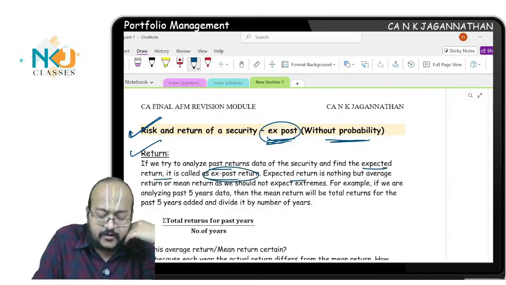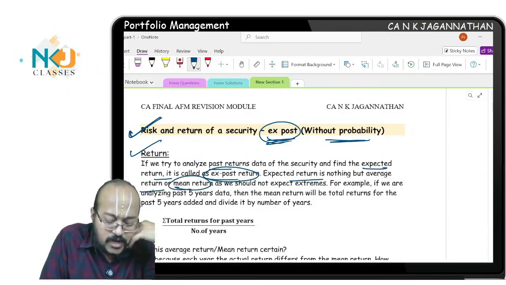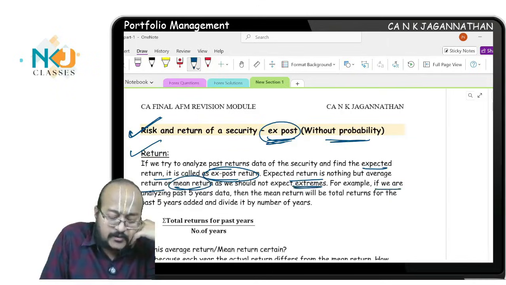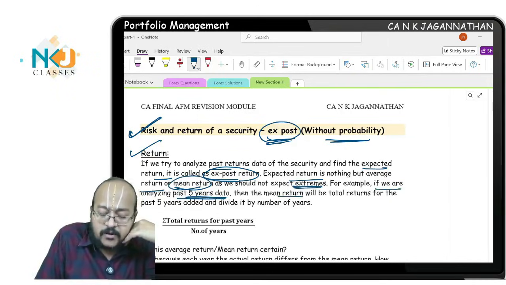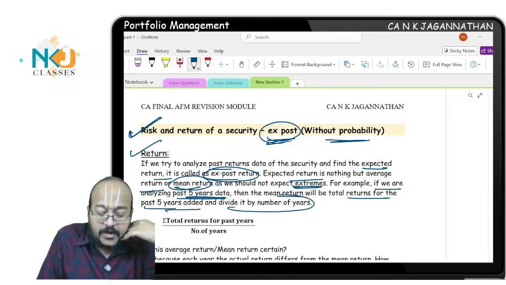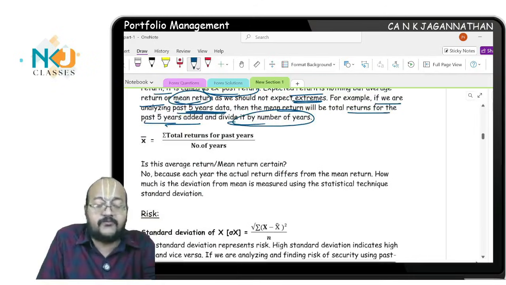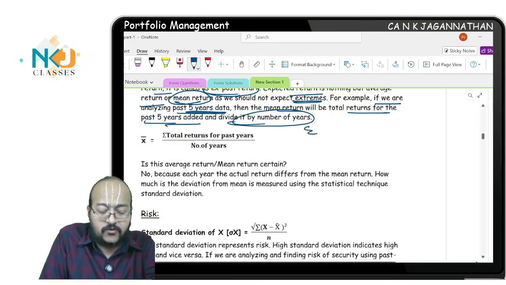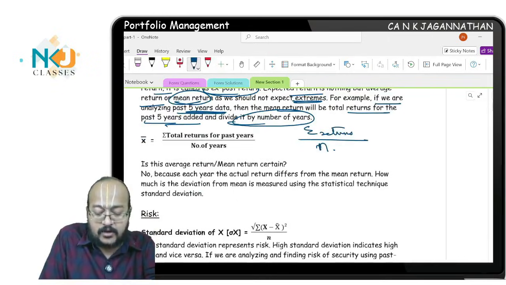Of course, expected return is nothing but average return or a mean return, as we should not expect extremes. For example, if you are analyzing past 5 years data, then the mean return will be the total return of the past 5 years added and divided by number of years. Simple mean return, simple average you will consider. Summation of all the returns divided by n. N means number of years.